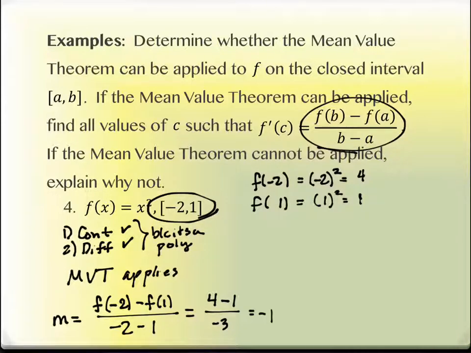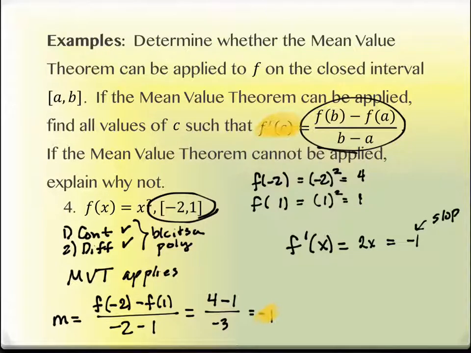Why did I need to do that? Well, because the actual second part of this theorem says that the derivative right here has to equal that value. In this case, -1. So I need to find the derivative, and instead of setting it equal to 0, I will set it equal to the slope I just found, -1. So what is the derivative of x squared? 2x.